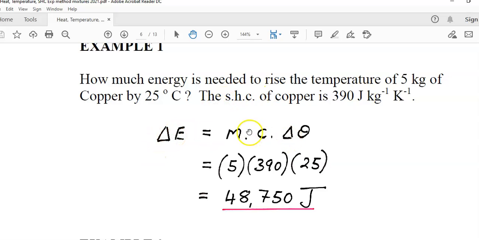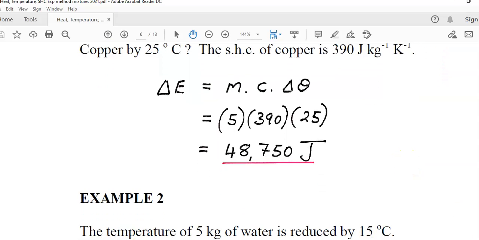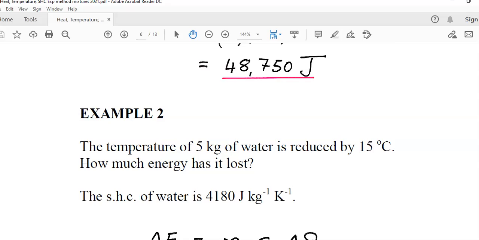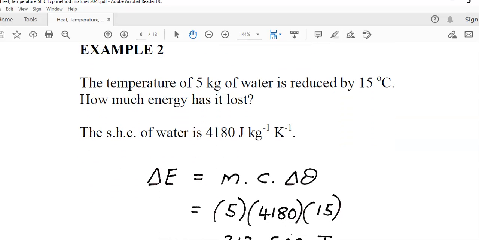So we write down our formula. The mass is 5 kilograms, specific heat capacity is given as 390, change of temperature is 25. Multiply them out, you get 48,750. So it needs that much energy to do that. Similarly, if something drops in energy, if its temperature is reduced, you can also use that formula. The temperature of 5 kilograms of water is reduced by 15 degrees Celsius. How much energy this time has it lost?